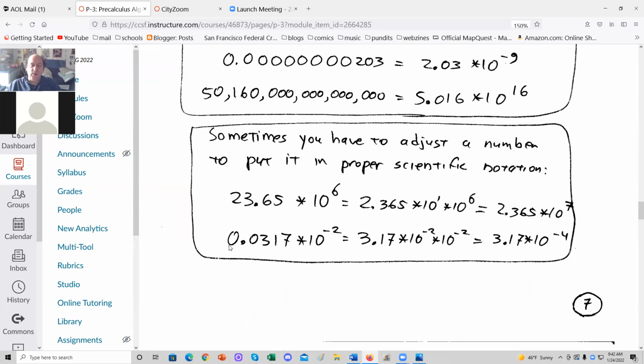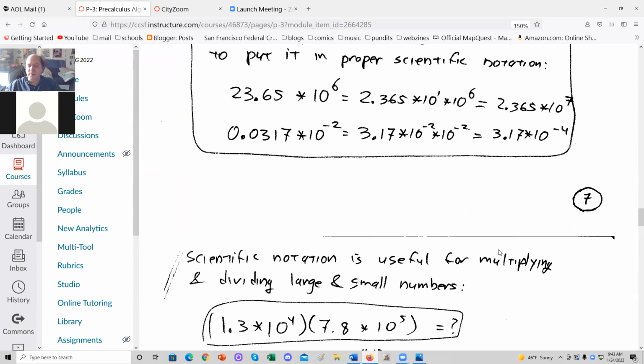Or 0.0317 times 10 to the negative 2. Again, this is not between 1 and 10. We have to rewrite it as such. So move the decimal point 1, 2 to the right, so you get 3.17, and because this is a tiny number, it's times 10 to the negative 2. 3.17 times 10 to the negative 2 times 10 to the negative 2. Add these powers, negative 2 plus negative 2 makes negative 4. Get 3.17 times 10 to the negative 4.